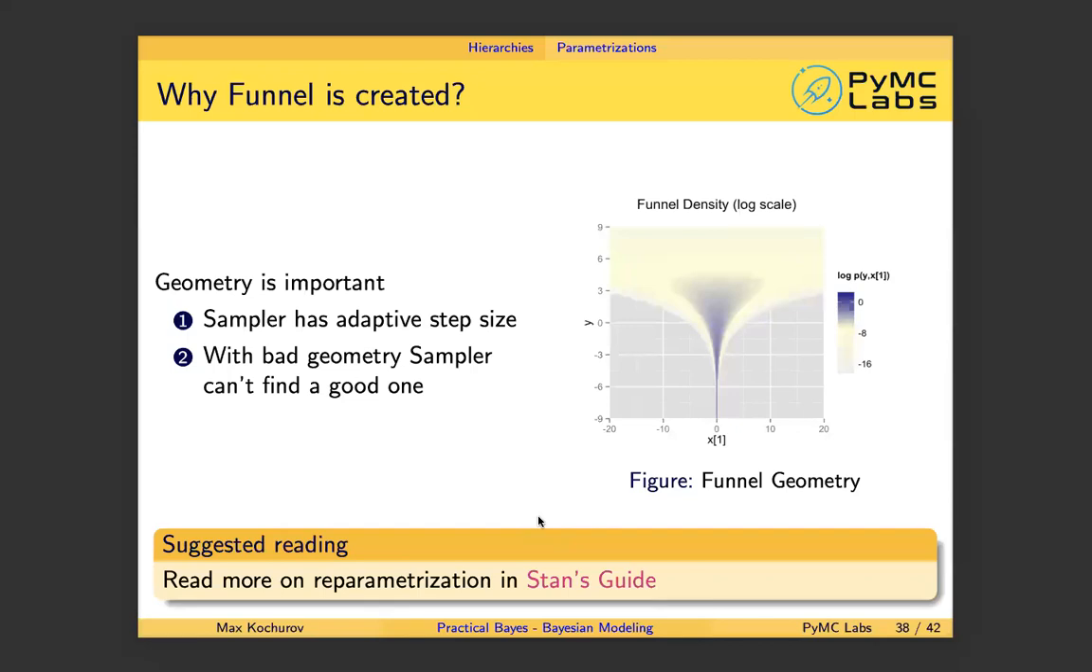So geometry is very important when you think about parameterization, because the algorithm has assumptions about a common step size across all the parameter region, all the parameter domain. Any complication or violation of this assumption will lead to divergences and a bad situation.